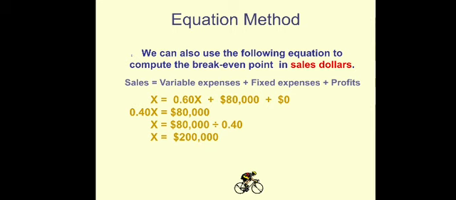Oh, I'm sorry, 400 times $500. So $500 times 400 equals 200,000. Okay, so it means that the company will achieve the break-even point when the sales is 200,000.